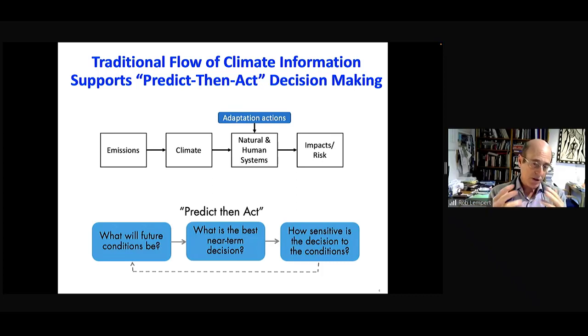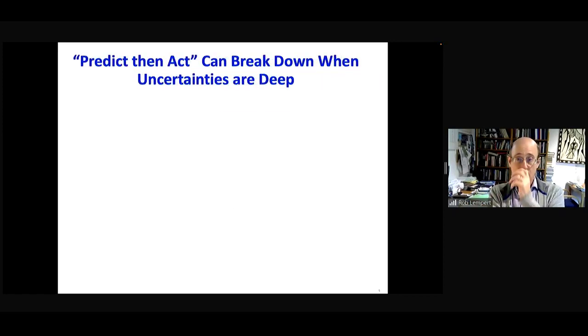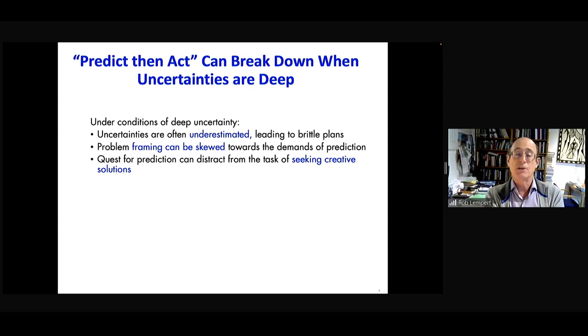This framework, which underlies a great deal of our policy and decision analytics, can be very powerful for a wide range of problems, but under these conditions of deep uncertainty, it can break down. It can lead us to underestimate uncertainties, which can lead to brittle plans. It can skew the way we think about problems towards the parts of it that we can predict better with higher confidence.